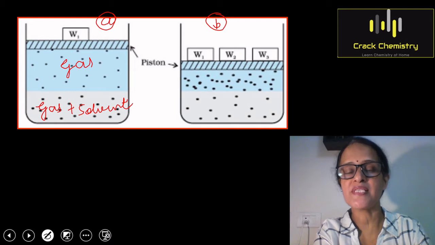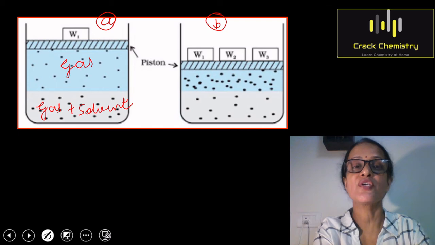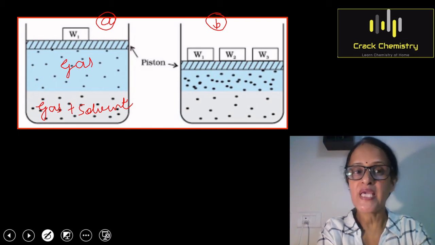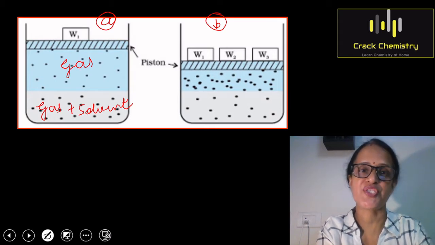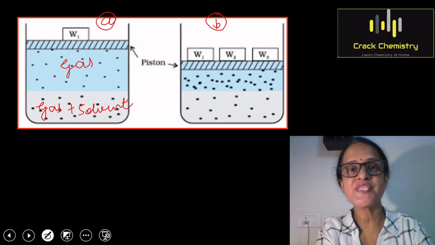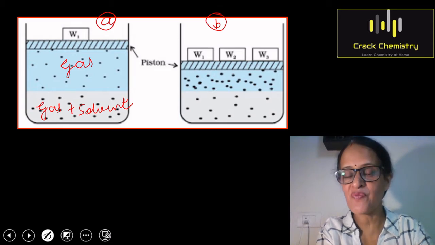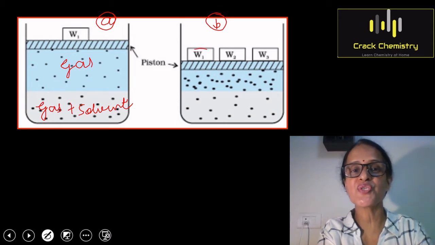Dynamic equilibrium means that at this temperature, the number of gas molecules which are entering the solvent is equal to the number of molecules which are leaving the solution. Suppose P is the partial pressure exerted by the gas over the surface of the liquid at this temperature. Now, you are increasing the pressure over the surface of the liquid. This increase in pressure is shown here.